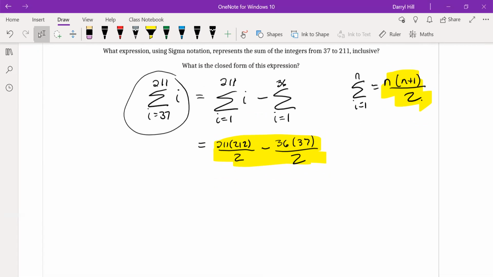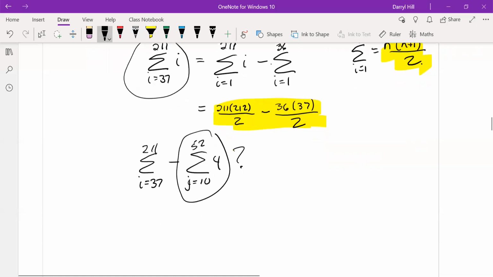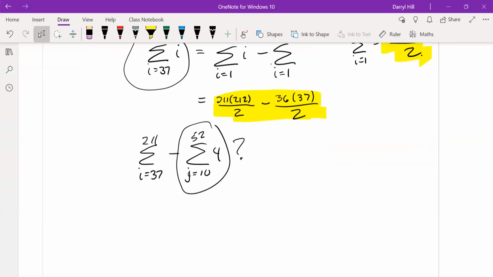You can get more complicated versions of it. So I can say the sum from 37 to 211, except for everything divided by 4. Then I could subtract, well, that would be 40, so j equals 10 to 211 divided by 4, which is 52, I guess. Something like that. This might be wrong, I did it quickly in my head, but then you can break that down the same way you broke the other one.